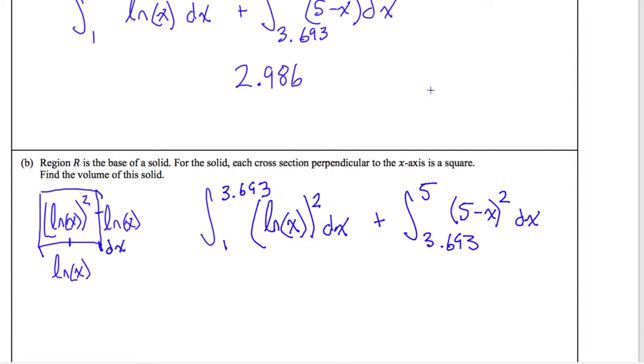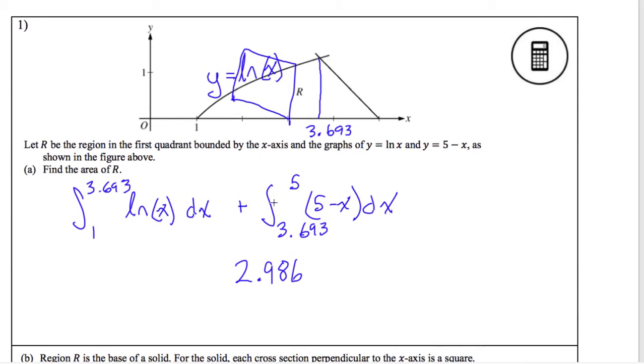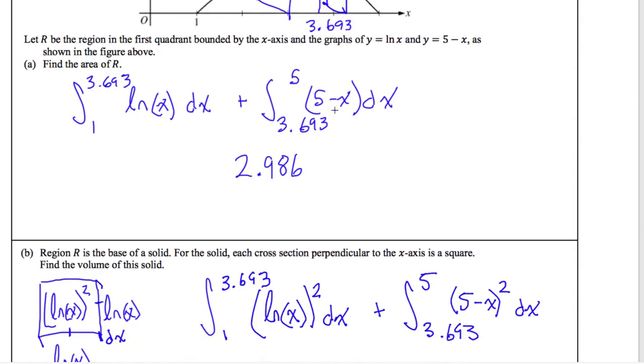Wait, why do you plus 3 to 5 minus x squared dx? We need to do both halves. So the first half is this left segment, the second half is that right segment. Oh, okay. Both of them still have square cross sections that are popping out into the third dimension.